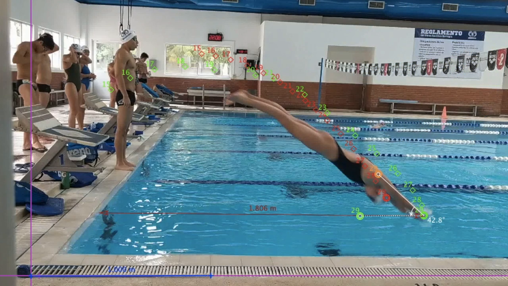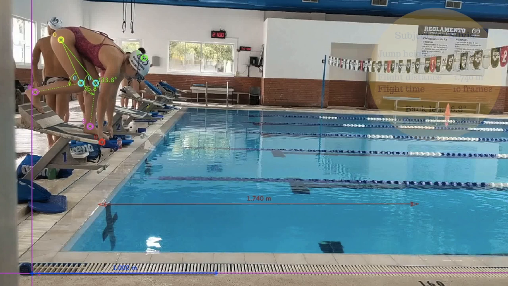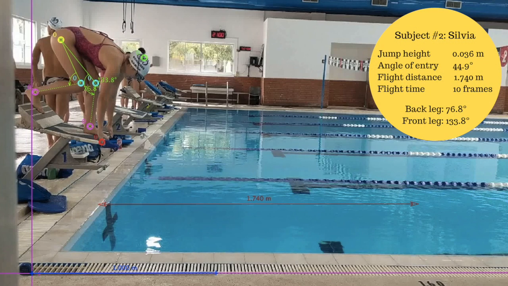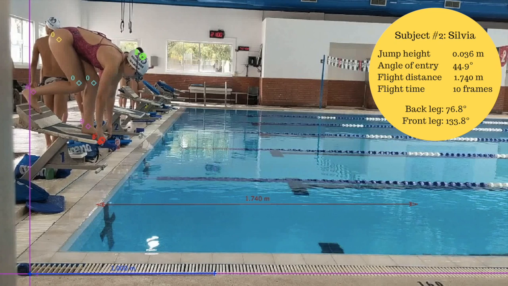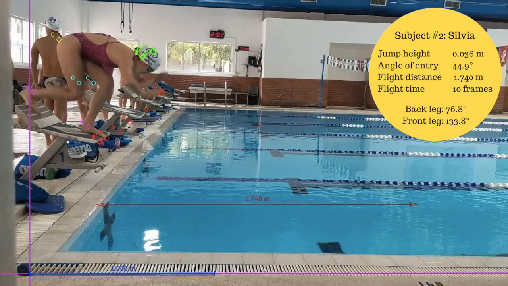This gave a result of an angle of entry of 42.8 degrees. In the starting block, the second subject had a back leg angle of 76.8 degrees and a front leg angle of 133.8 degrees. Her jump height was low, covering 3.6 centimeters. On the other hand, the flight distance covered was 1.74 meters.